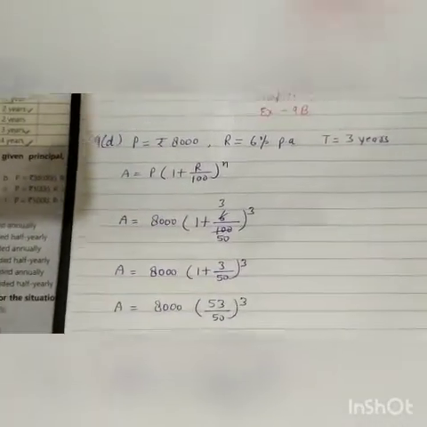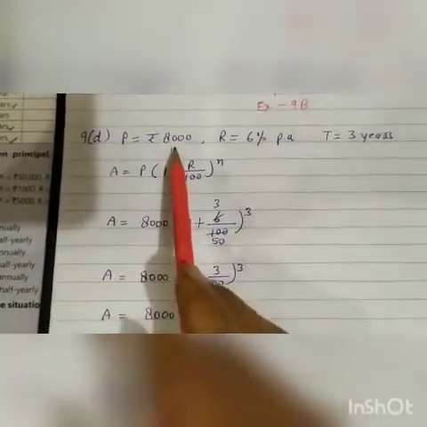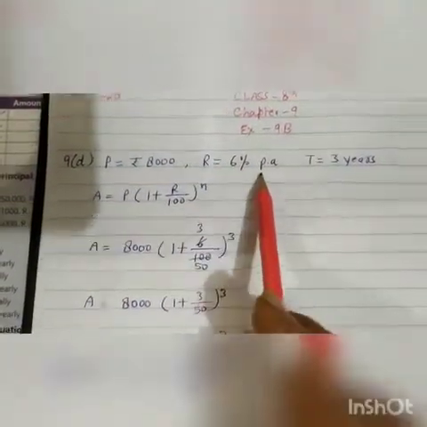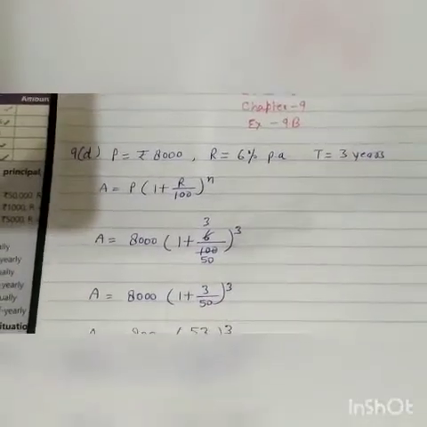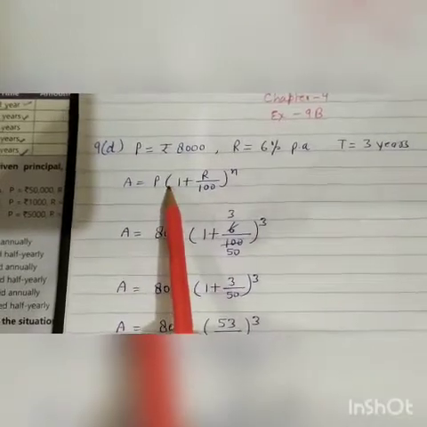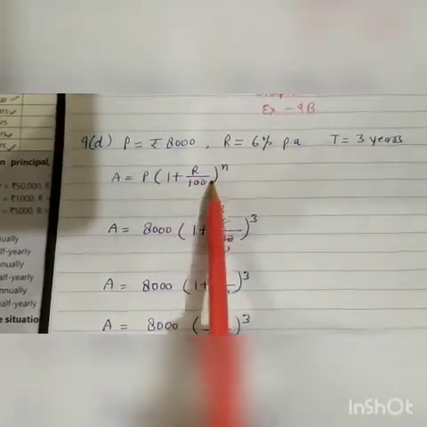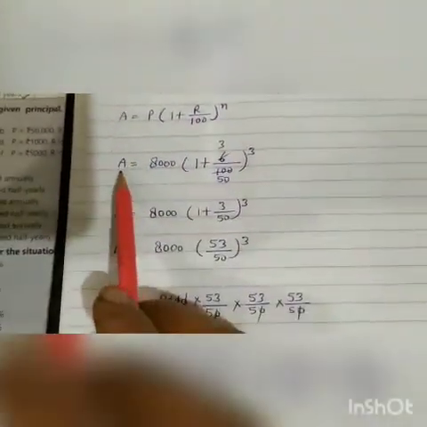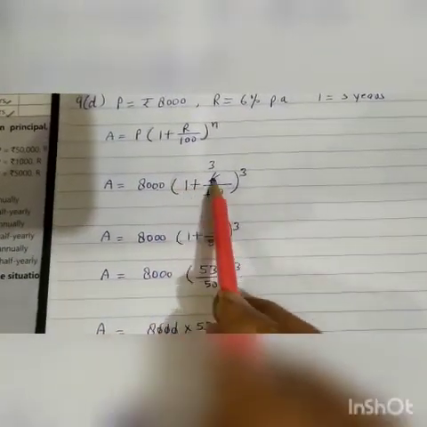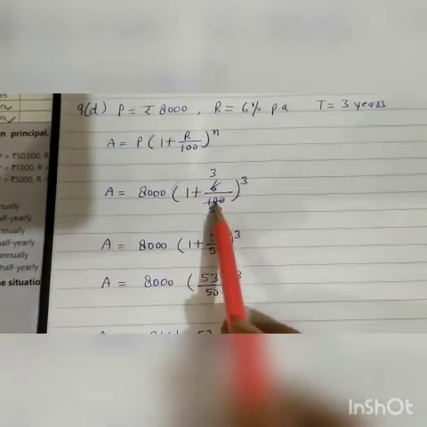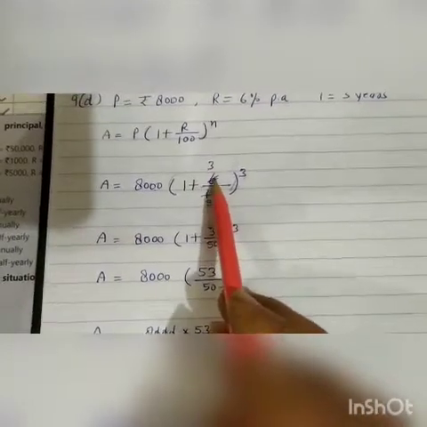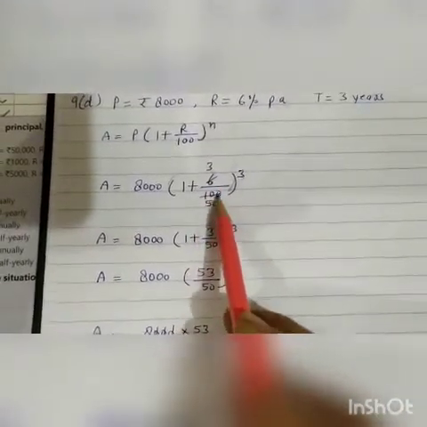Come to D part. In D part, principal is given 8,000 rupees, rate of interest is given 6% per annum, time is 3 years. Again we will use the same formula. A is equal to P into 1 plus R upon 100 power n. Now A is equal, P is 8,000, bracket 1 plus rate is 6 upon 100, bracket close, then time is 3 years. Simplify this, 2 3 is 6, 2 5 is 10, 0.